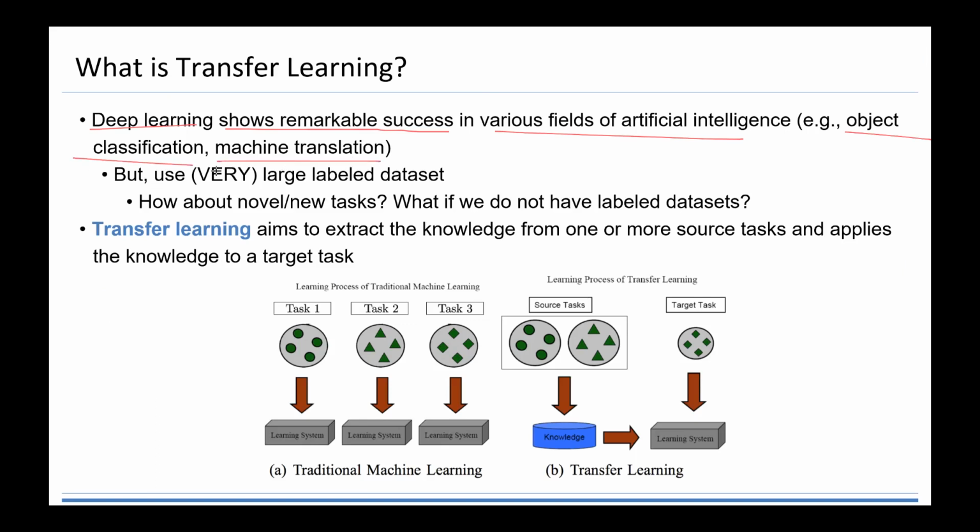But it is very useful when you have a very large labeled dataset. So the key point is this one, the labeled dataset. And what if you have a new task? What if you have a novel task? What does it mean by novel or new task?